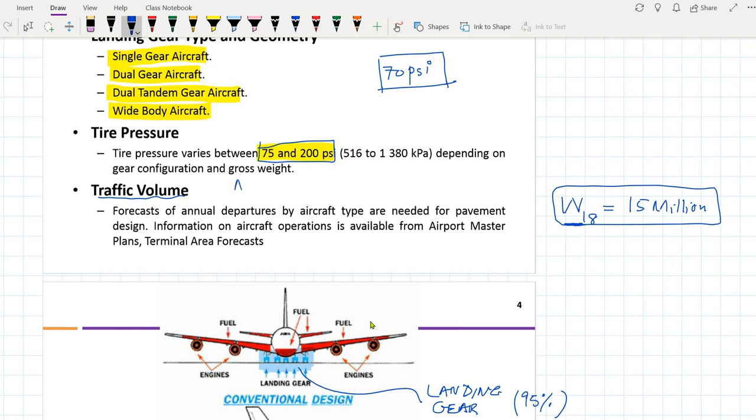annual departures. Annual departures means how many times an aircraft is going to visit a typical airport in 1 year, how many times it is going to land on the pavement in 1 year. That is called the annual departure.